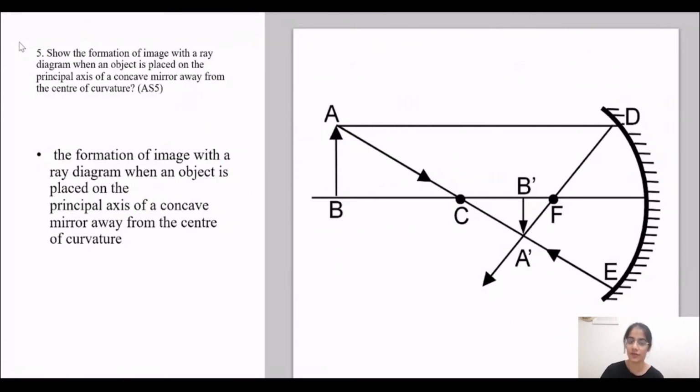So the formation of image with a ray diagram when an object is placed on the principal axis of a concave mirror away from the center of curvature is the diagram that has been represented in front of you on the right hand side. You take AB, you label all the right points, center of curvature, focus, pole. Make the rays meet properly, you see that the image has to be formed between the center of curvature and focus. It has to be real, inverted, smaller in size as compared to the object. This is all for this diagram. Let us now go to the next question.